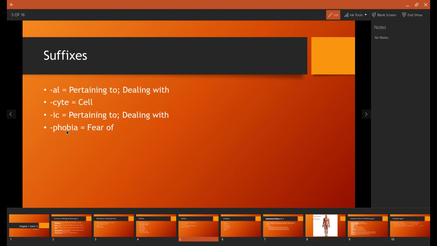Ick is just another word for saying pertaining to or dealing with. Phobia, you've probably heard of, which will be fear of. Now, the opposite of phobia is going to be philia, and a condition you'll learn about later in your career is something called hemophilia, which is a condition where an individual's blood doesn't clot properly. It's a clotting disorder. And so that word hemophilia means blood-loving. And so someone with this condition, any kind of injury causes excessive bleeding, hence the term hemophilia.